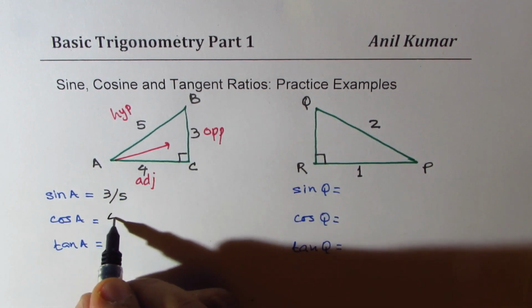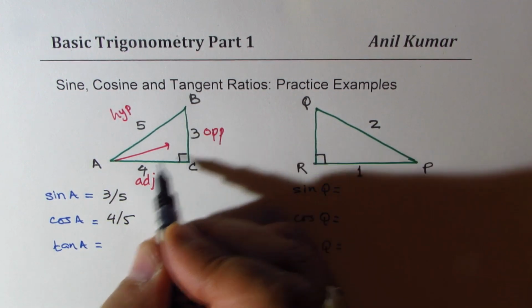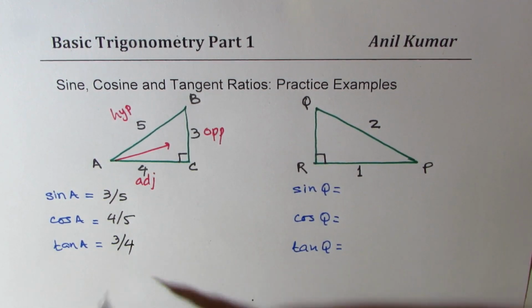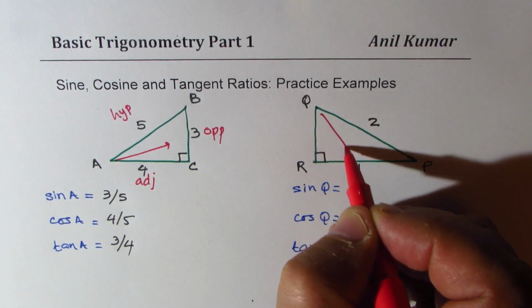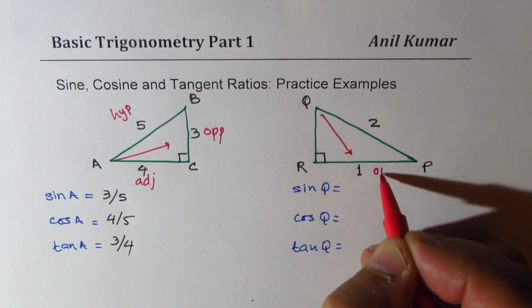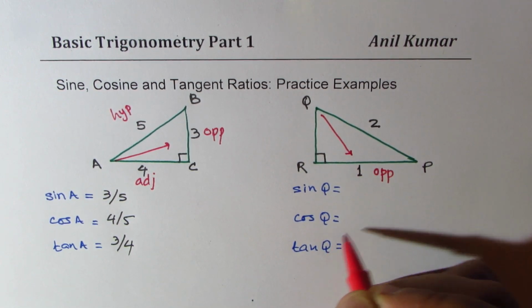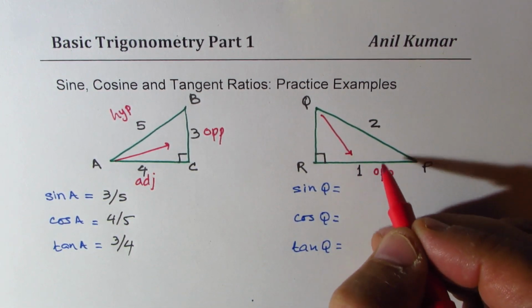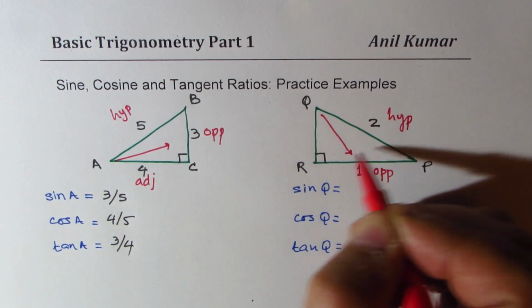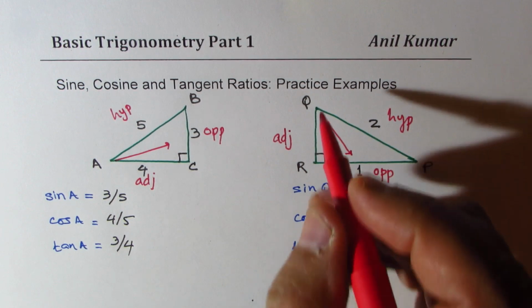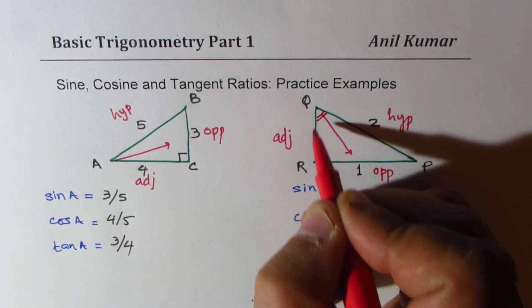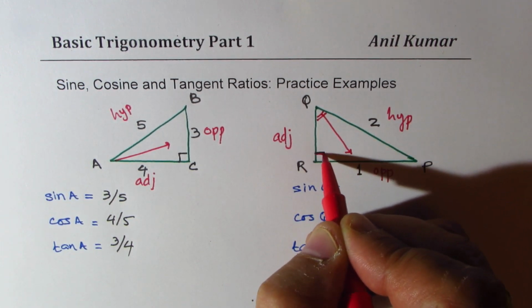Cos of A is 4 over 5, and tan of A is 3 over 4. Perfect. Now in the other triangle, we are trying to see from Q. So if you see from Q, the side opposite is this length with 1 unit. And of course, this is the hypotenuse, and that becomes the adjacent side. So the adjacent side is a side which involves the angle and 90 degrees.